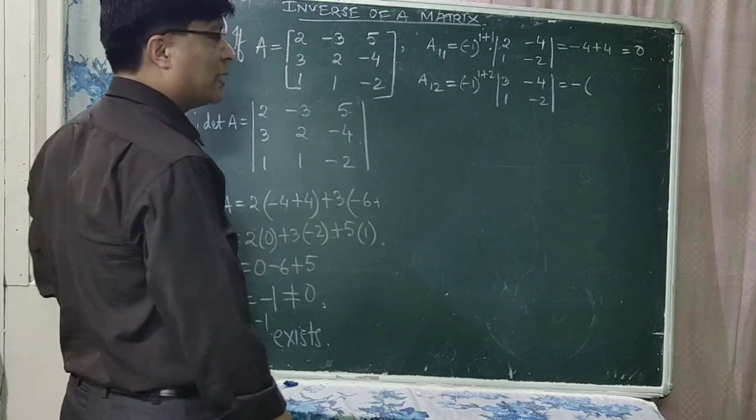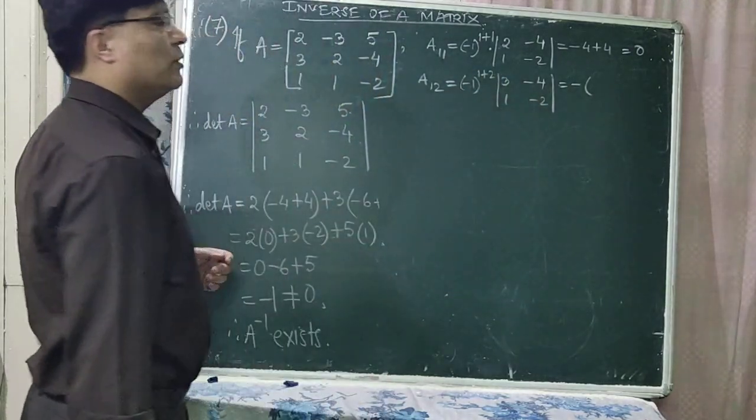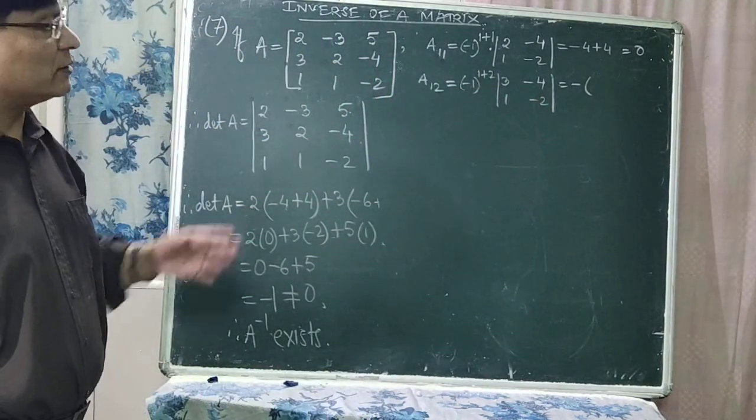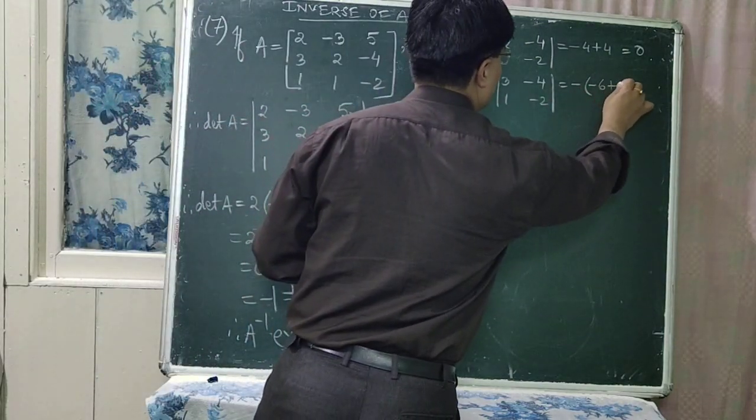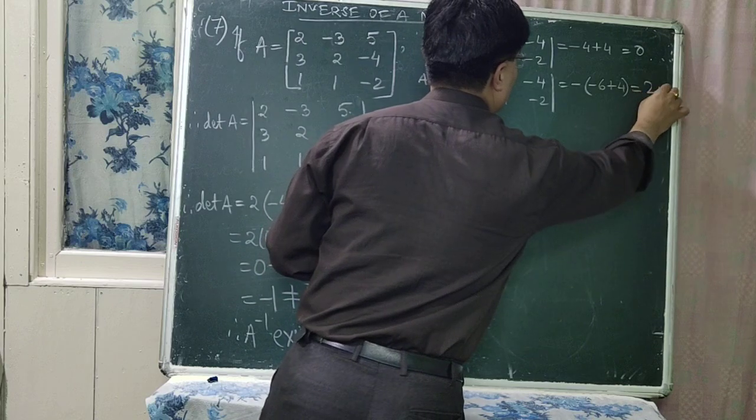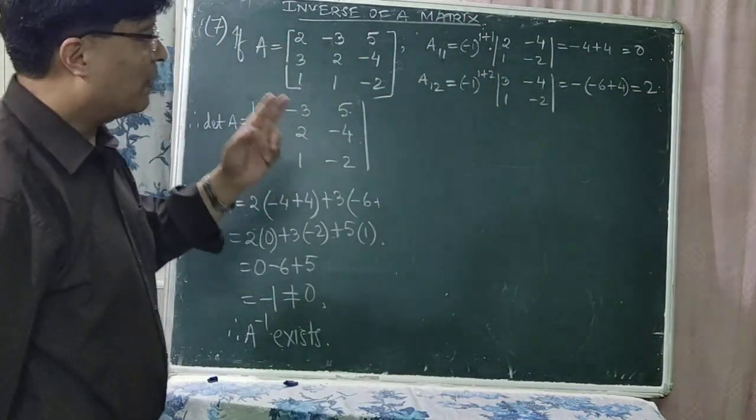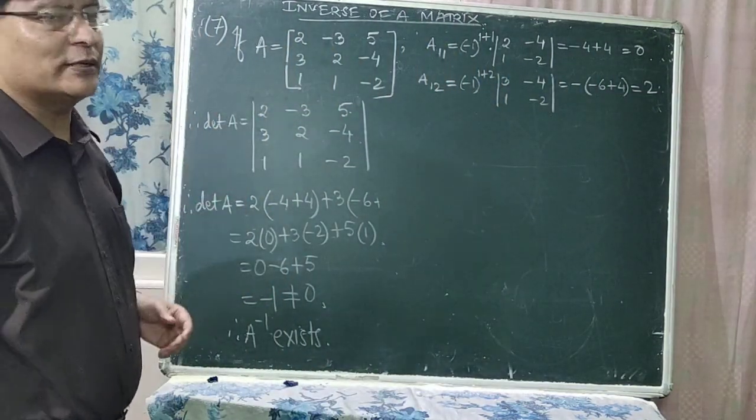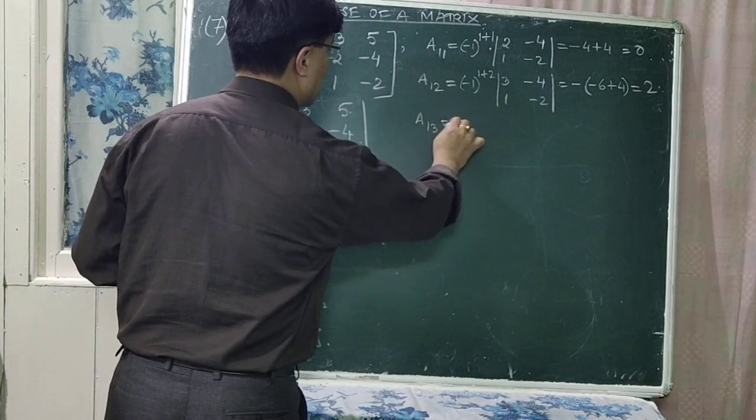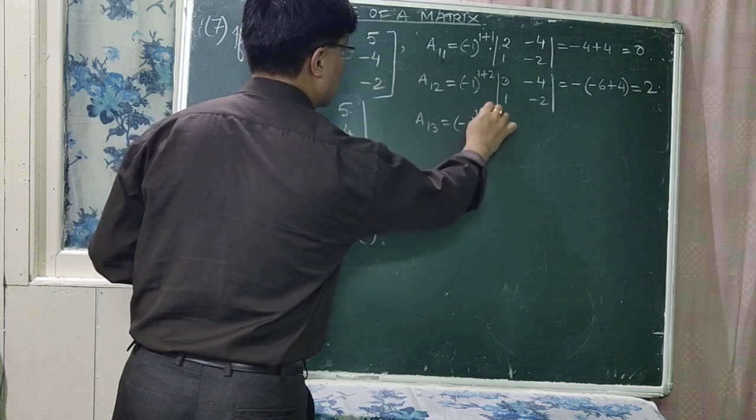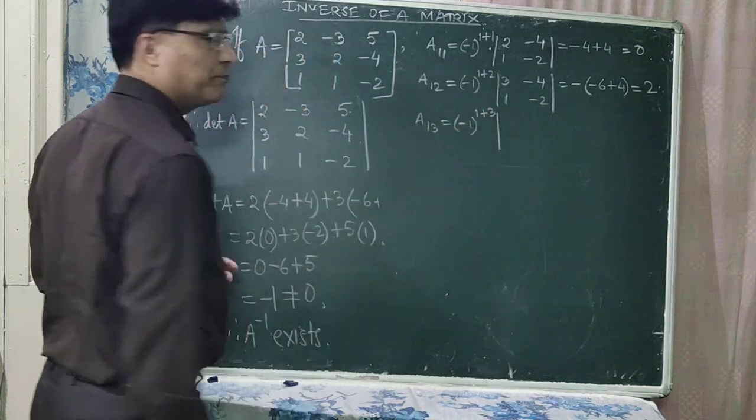Within the bracket, you can cross multiply it. You can expand the second order determinant. That is 3 into minus 2, minus 6 plus 4, which is equal to 2. Minus 6 plus 4 is minus 2. So minus and minus plus 2. Then comes A13. First of all, consider the sign minus 1 whole to the power 1 plus 3.